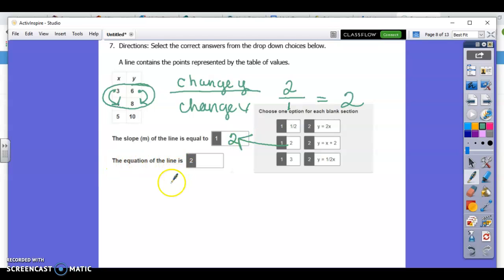And the equation of the line is, that means we need to have the 2 in front of x. So it would be y equals 2x. So that is this one right here. So you would have dragged this one to that box.